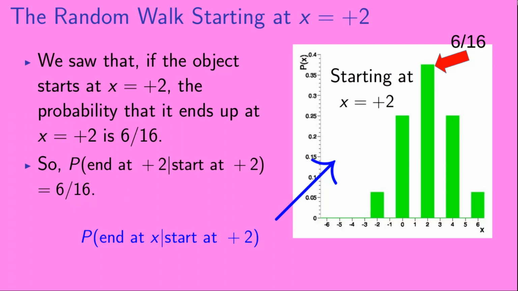We saw that if the object starts at x equals +2, the probability that it ends up at x equals +2 is 6/16. So P of end at +2, given that it started at +2, is equal to 6/16. And we should note that our previous plot can now be relabeled as P of end at x, given that it started at +2.